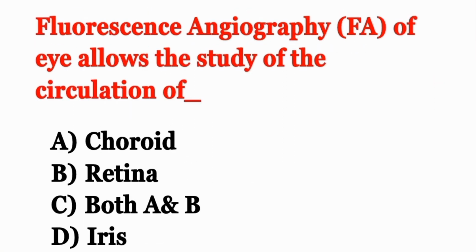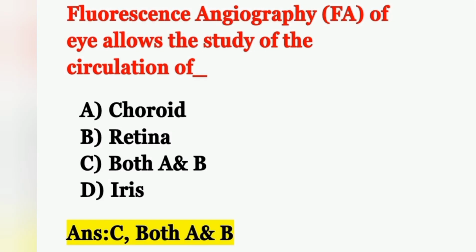The next question, fluorescein angiography of the eye allows the study of the circulation of? Option A, choroid, option B, retina, option C, both A and B, option D, iris. Correct answer is both A and B. Fluorescein angiography of the eye allows the study of choroid and retinal circulation.